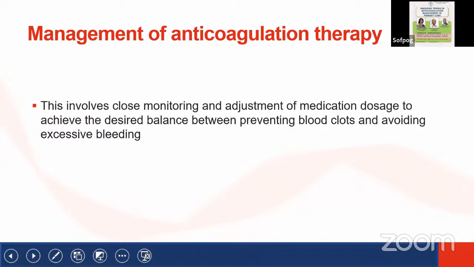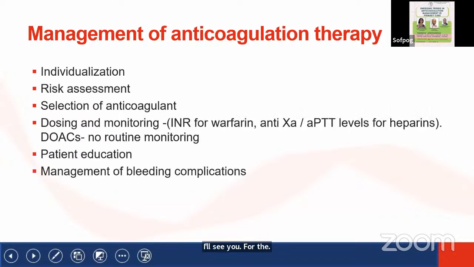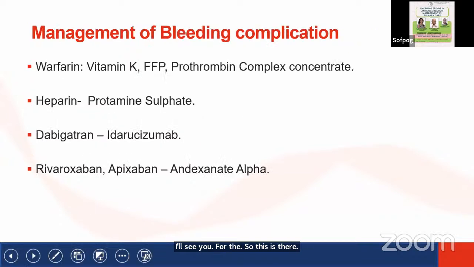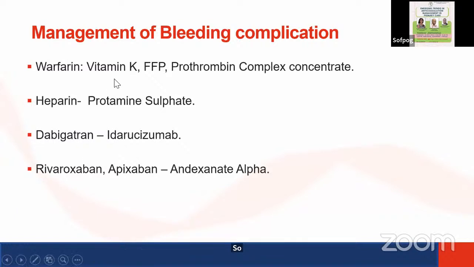So this is the individualization that I was discussing, the management of bleeding complications. How to manage bleeding complications. Today, your patient, you are anticoagulating. So warfarin, if the bleeding is excessive, such as a high GI bleed, you need vitamin K and FFP for a good response.